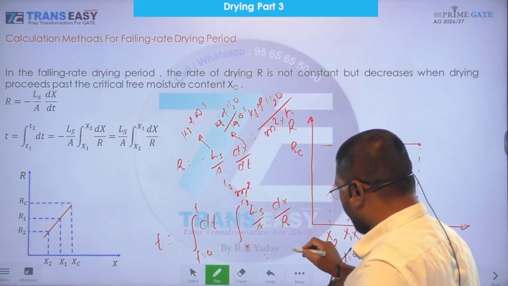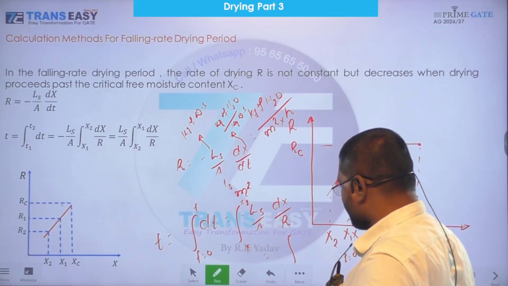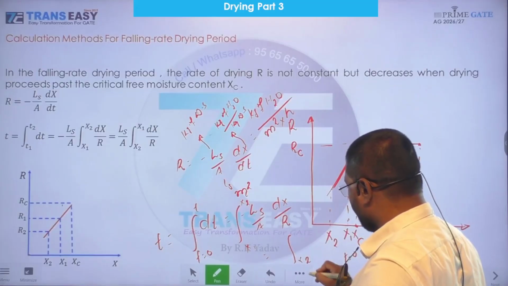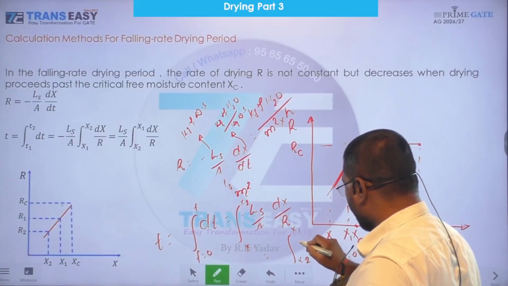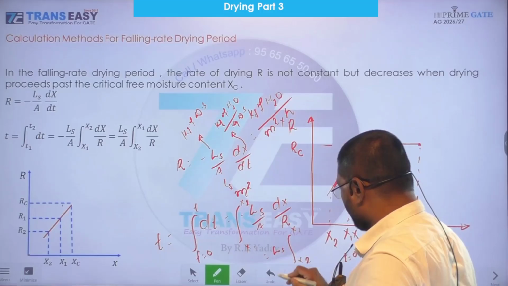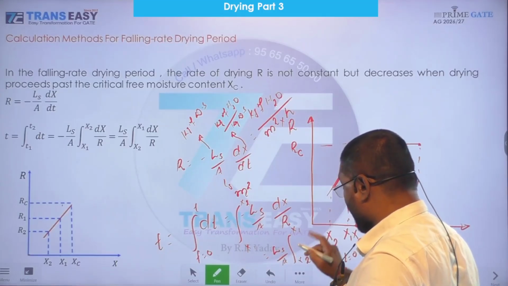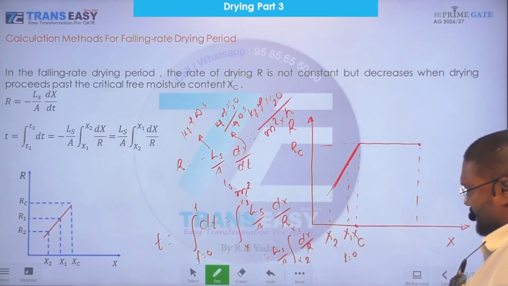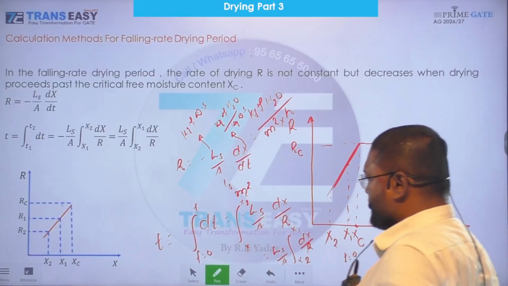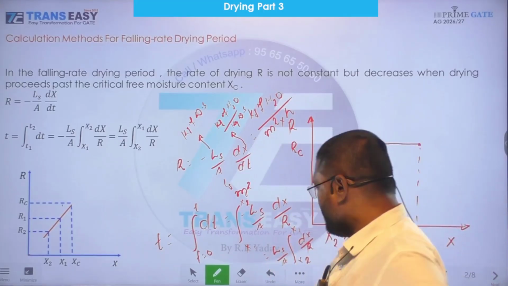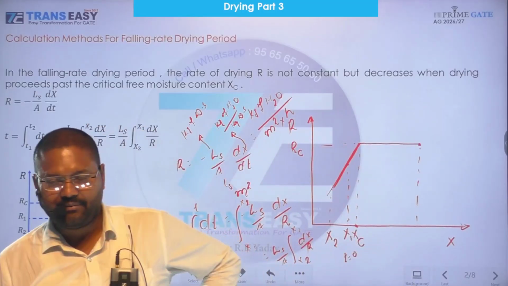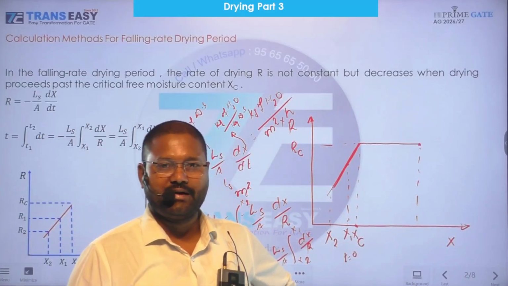By using property of definite integral, this minus interchanges limit of integration X2 to X1. Ls is constant, taken outside of integration. A also. Here R is not constant, so it remains inside integration, right? So this is basic integral form of drying time in falling rate drying period.